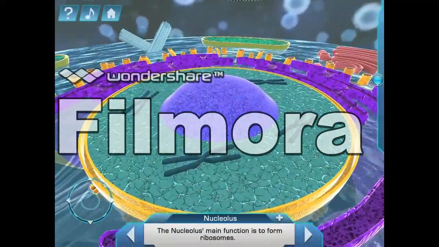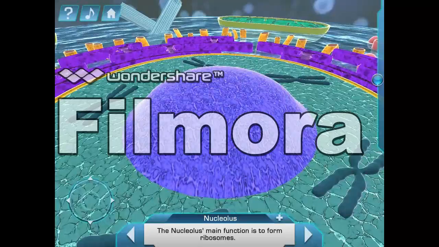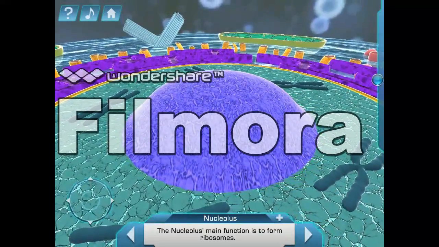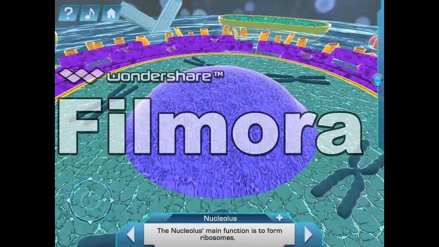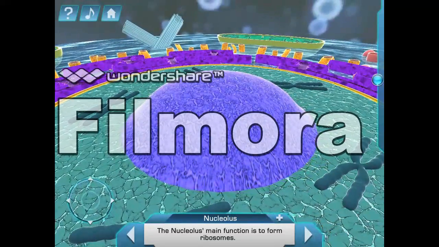The nucleolus is the central portion of the nucleus. It is where RNA is created, specifically rRNA. This is not a membrane-bound structure. It is just the portion that is very dense because of all the RNA that is being created inside of there.